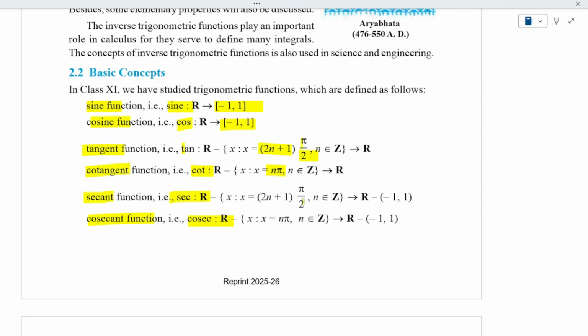Here it is same for secant and tangent, and for cot and cosecant it is same. You can observe here that the relation is minus 1 to 1. It will lie only from minus 1 to 1. Here it will also lie from minus 1 to 1. Here there are no restrictions.